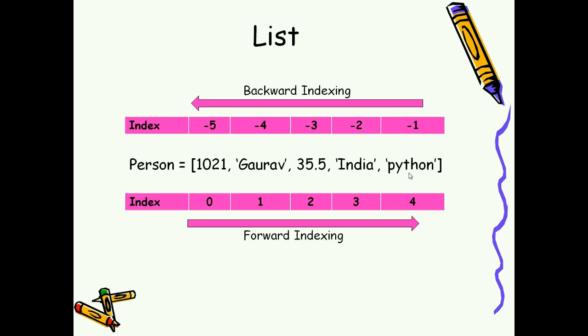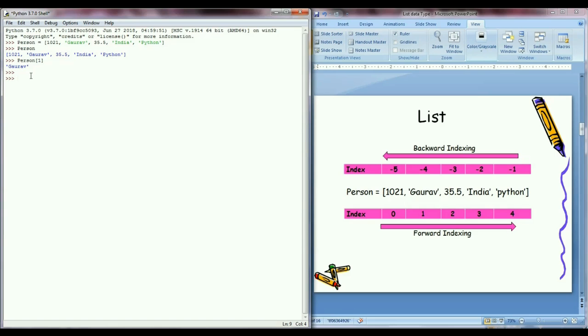For example, I want to access the value Python on the basis of the backward index. I can just write person[-1], enter, and it returns the value Python. Similarly, person[-4] returns the value Gaurav. Always remember, the forward index starts from 0, 1, 2 from left to right, and the backward index starts from -1, -2, -3 from right to left. In this way, we can access single values from the list using forward index or backward index.